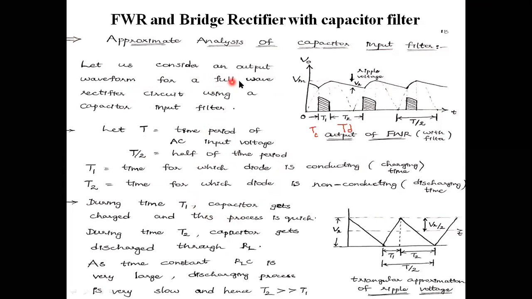Let us consider an output waveform for a full wave rectifier circuit using a capacitor input filter. This is the waveform we have obtained in the full wave rectifier here. This is the output voltage. Maximum voltage is the dotted line, take that dotted line. Maximum voltage is Vm, and this is the charging time. Let it be that the charging time is T1.